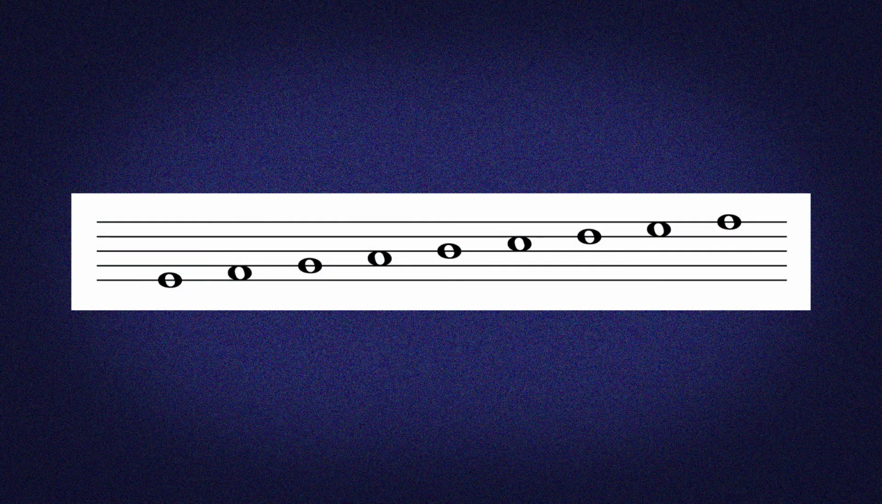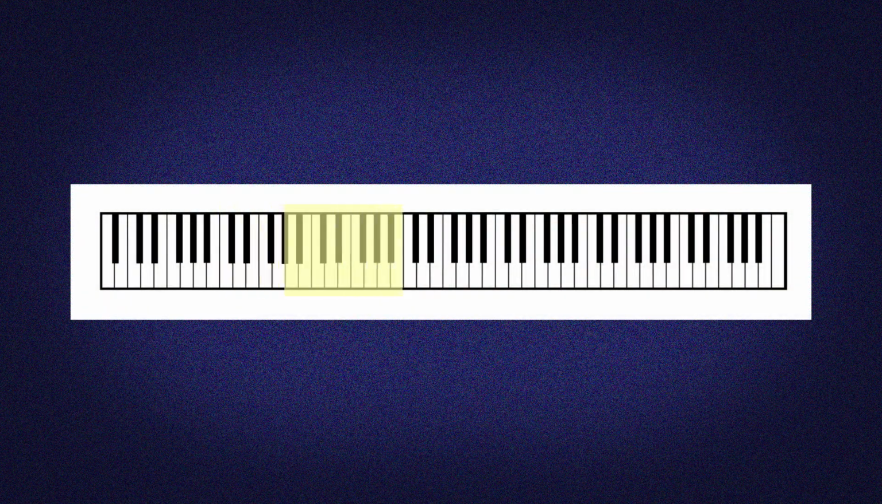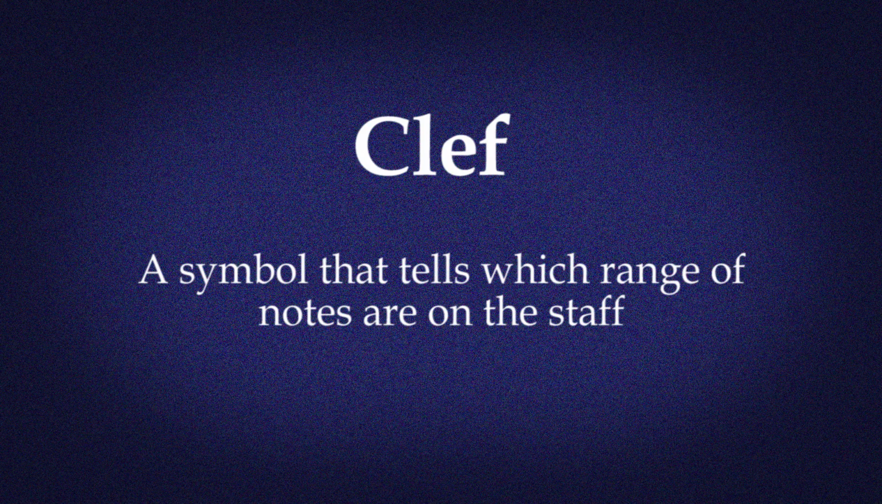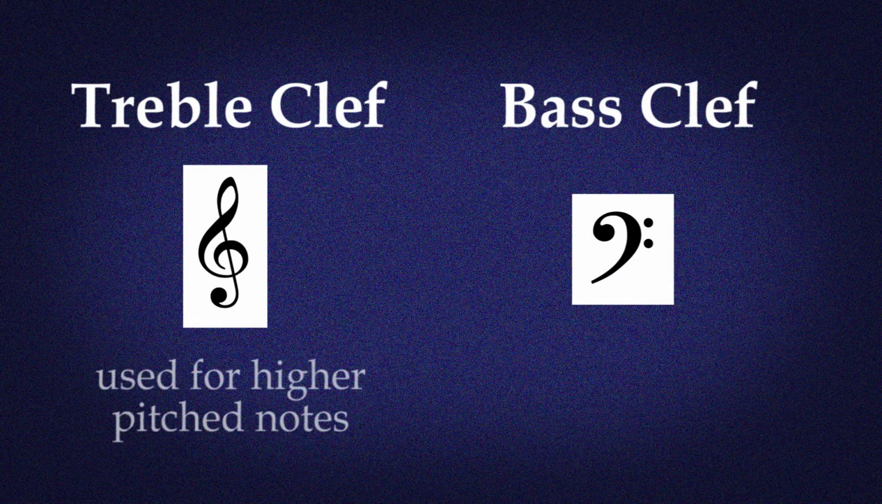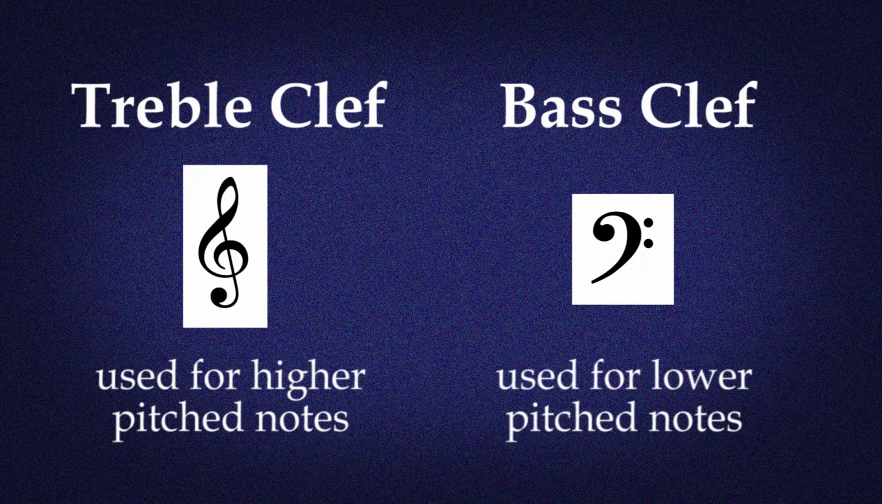So altogether we have a total of 9 natural notes that can be written on any staff. However, if we look at a piano, for example, there are a lot more notes than that. In fact, there are 88. So we need to narrow down which notes we're going to be reading. That is done with a symbol called a clef. At the very beginning of any musical staff, there is always a clef. The clef basically tells us which range of notes are going to be used on that staff. There are several different clefs, but the 2 most common ones are called the treble clef and the bass clef. The treble clef is for higher pitched notes, while the bass clef is for lower pitched notes.